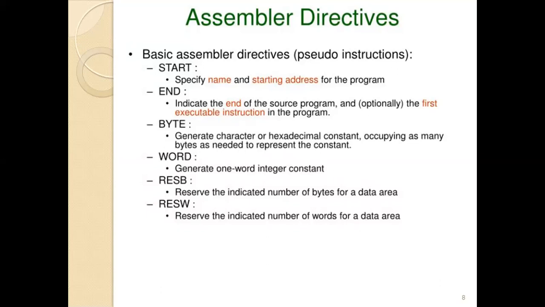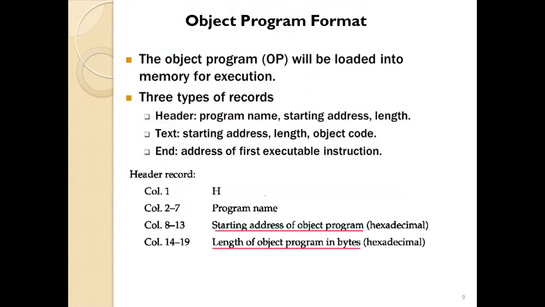So, in addition to translating the source program into object code, the assembler needs to process these statements also, the SIC assembler directives. Then, once the assembler translates the complete source program into object code, finally the assembler must write the generated object code onto some output device, say the hard disk. This object program will be loaded into memory for execution.